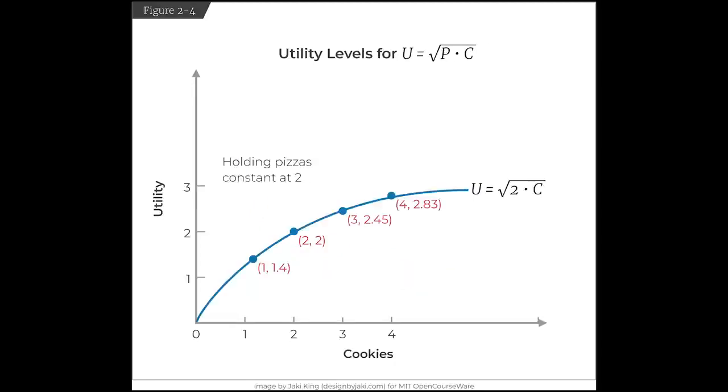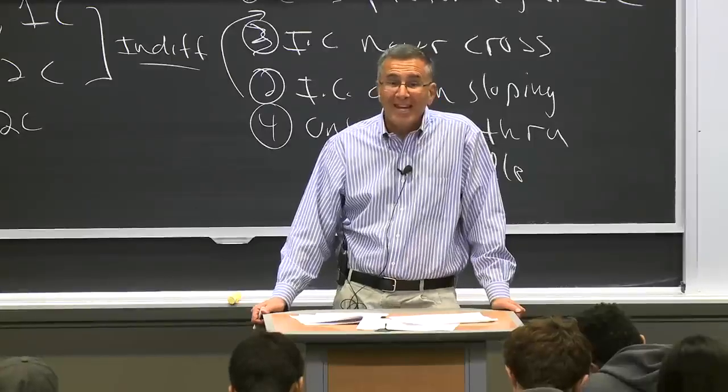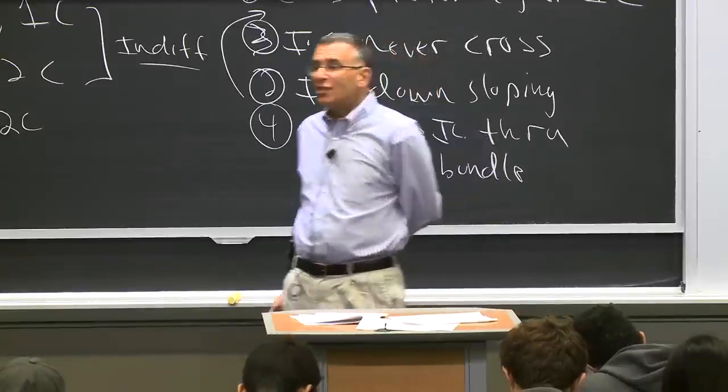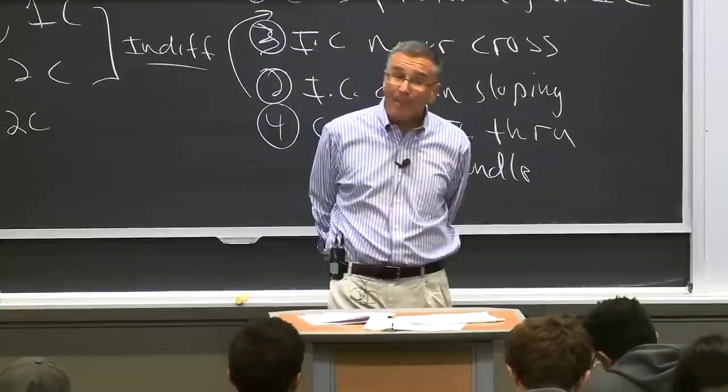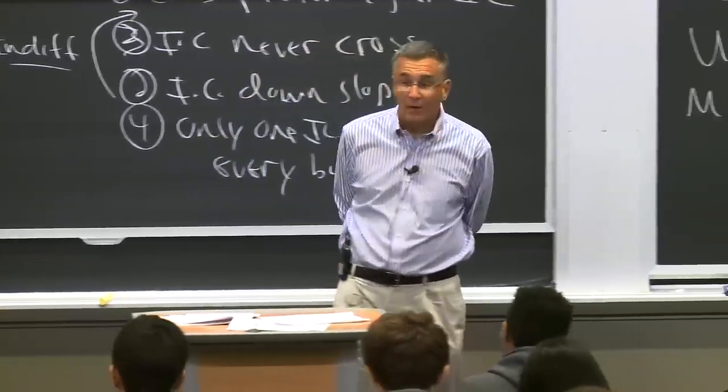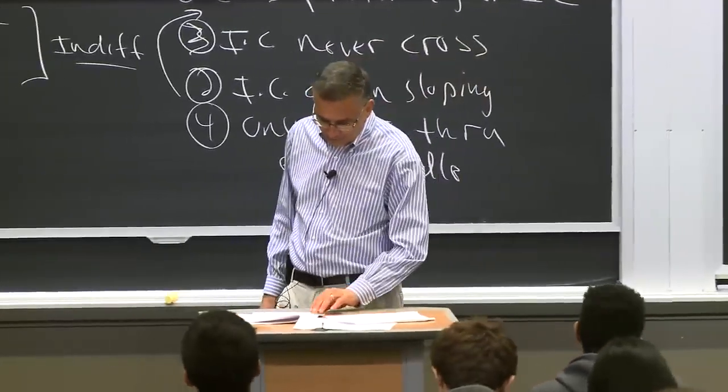So now we flip back to the previous page. We're going from the square root of 4 to the square root of 6. Square root of 6 is only 0.45 more than the square root of 4, and so on. So each additional cookie makes you less and less happy. It makes you happier. It has to, because more is better. But it makes you less and less happy.